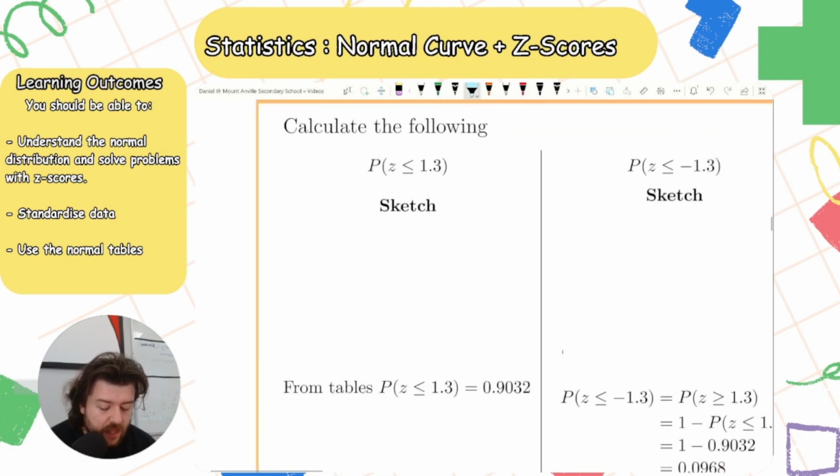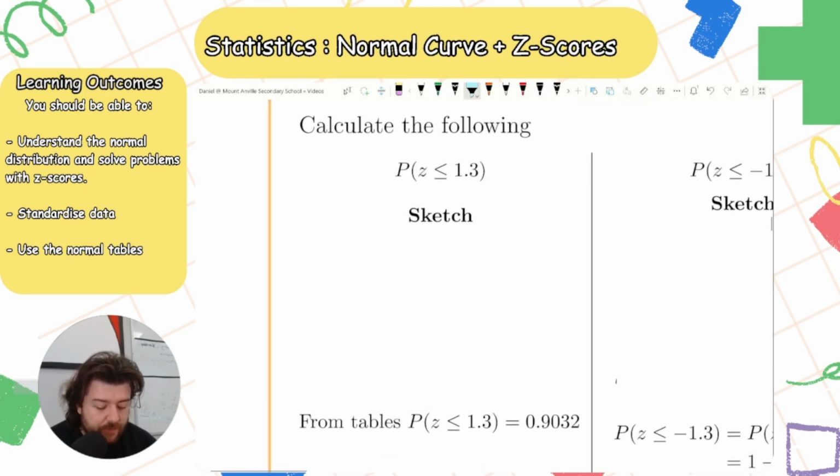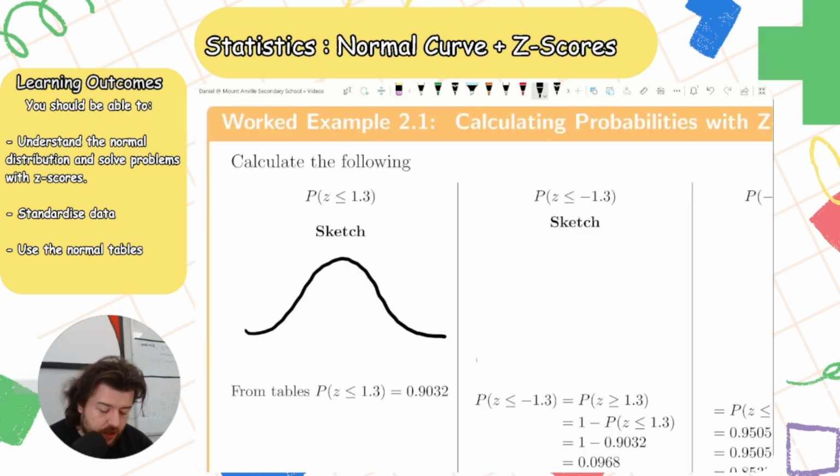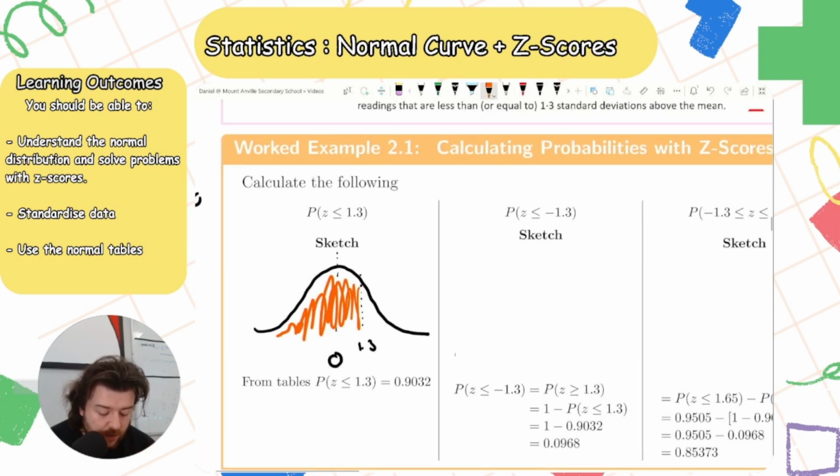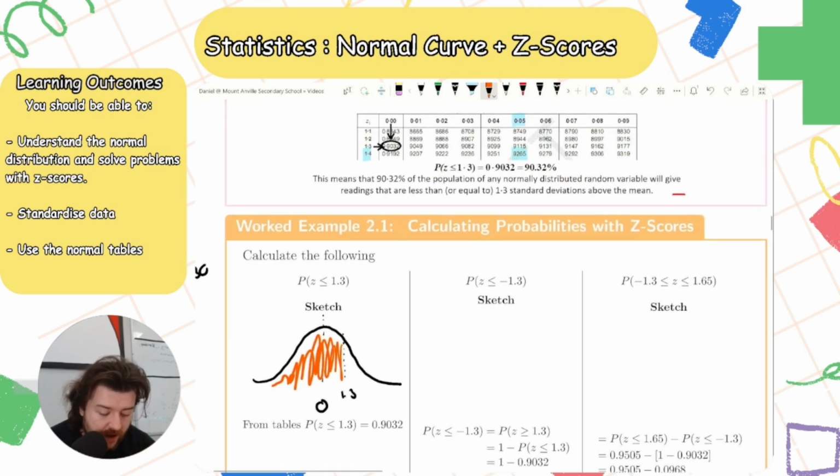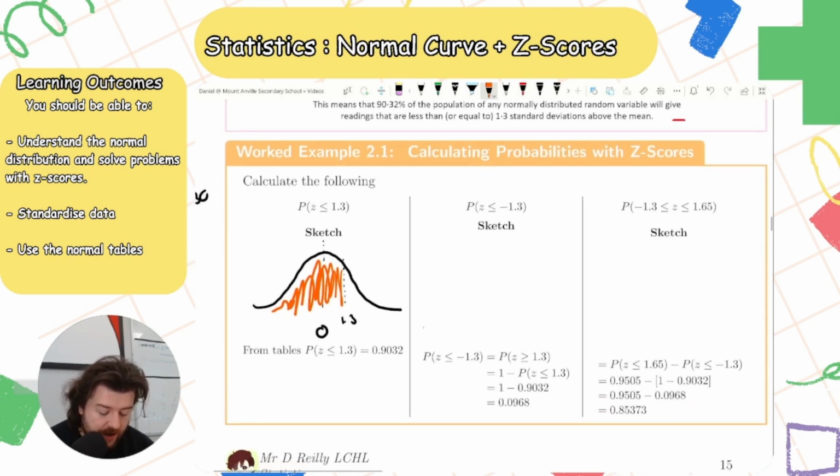So let's have a look here. To calculate P(z < 1.3), we draw a sketch. Always draw a sketch. 0 is in the center, so 1.3 is to the right of it, and we're calculating the probability that it's less than this. Then we literally just look it up in our log table. We know from up here that 1.3 is equal to 0.9032. So that's my answer there.